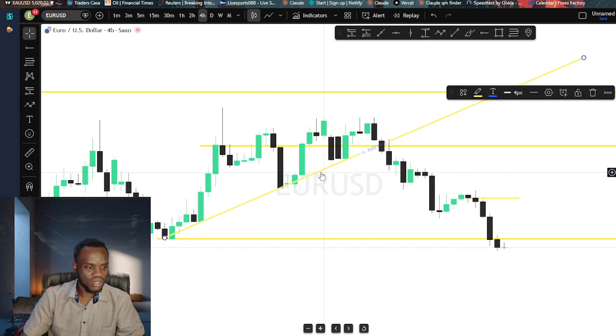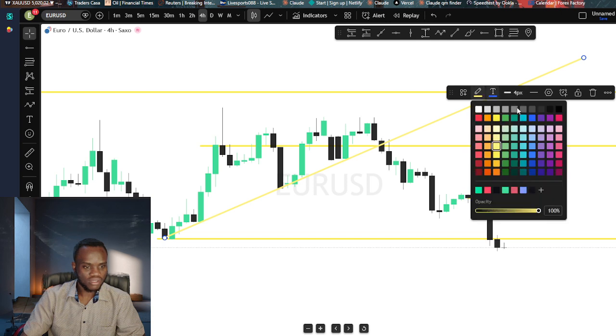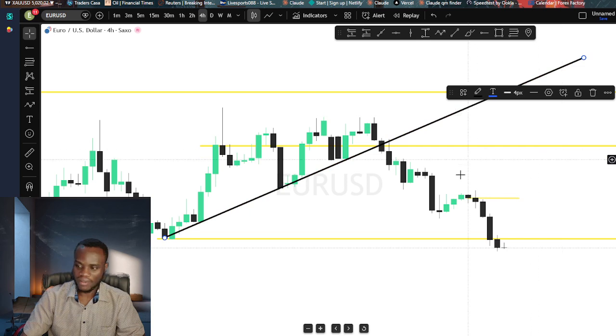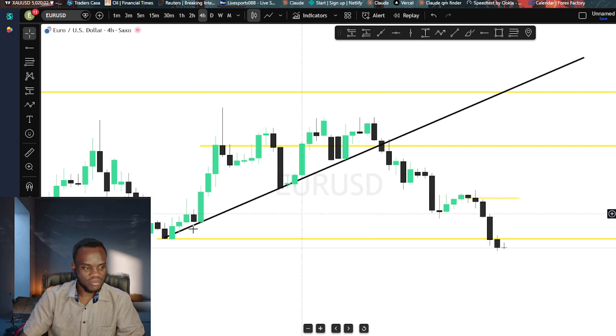Let me put it in black so that you can see it. This trend line here was respected 3 times. Here, here, here. So when it was broken, what did we expect? For me, since we're bullish, I thought the market would continue up, since we had tapped it 1, 2, 3, 4 times.